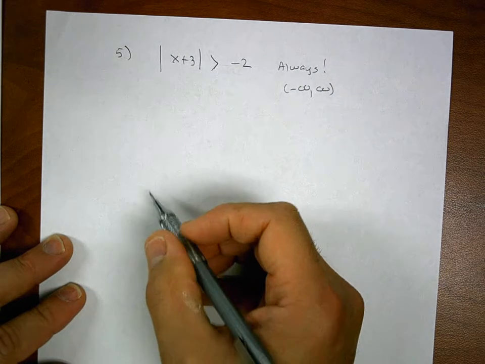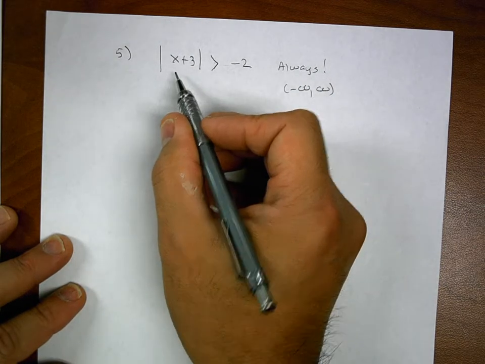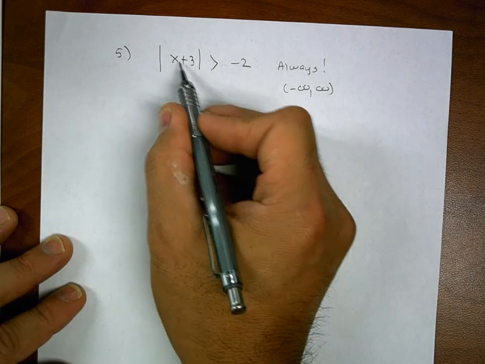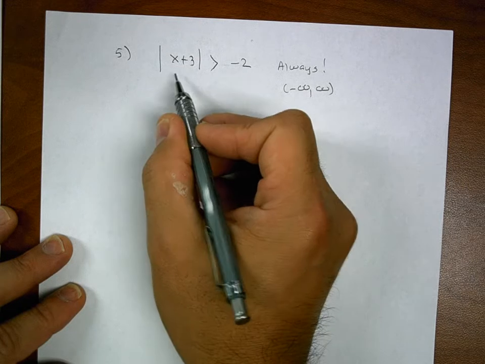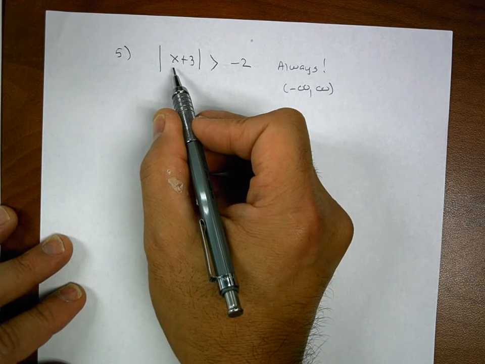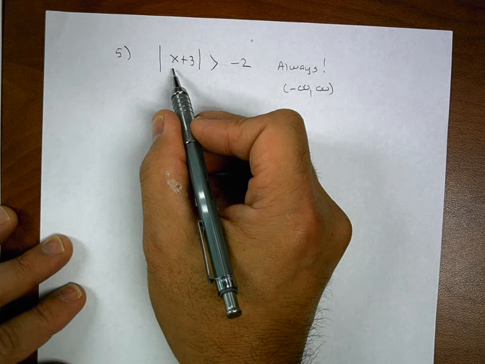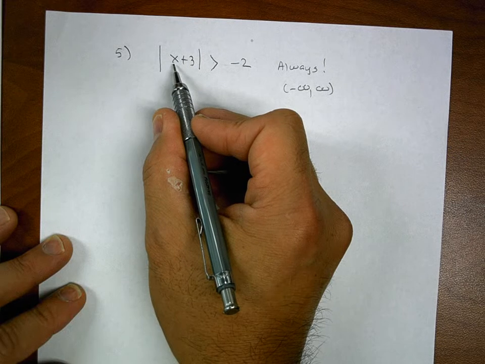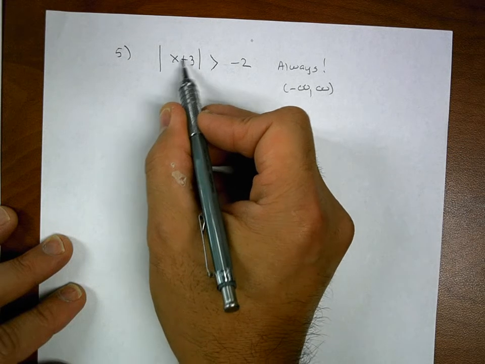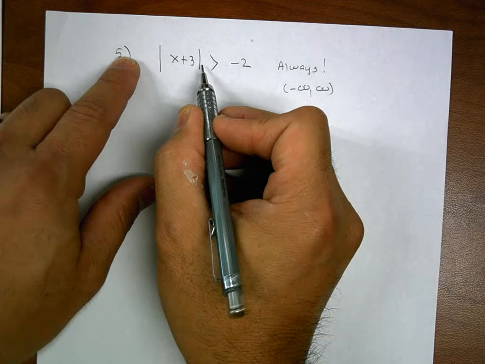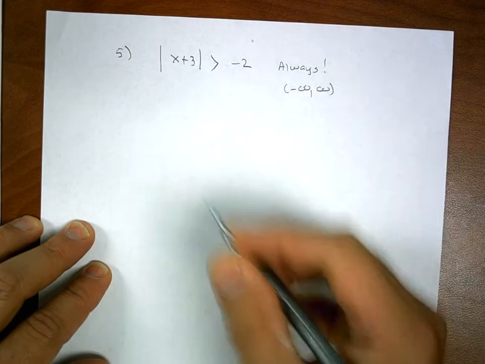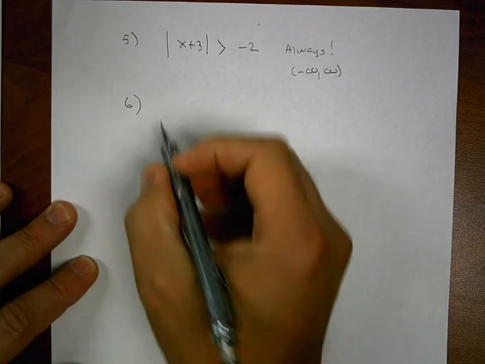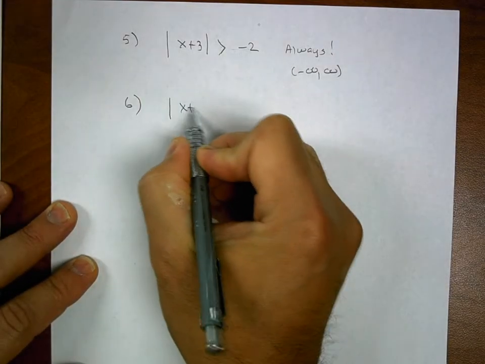Shane, give me a number for x. 2. What's 2 plus 3? What's the opposite of 5? It's 5. Is 5 bigger than negative 2? Yes. Joseph, give me a negative number, as big as you want. Negative 700 billion. Plus 3 is negative 699 billion, 997. But take the absolute value of that, it's positive, right? It's bigger than negative 2. So there you go. All solutions. Okay. Good answer, Joseph.